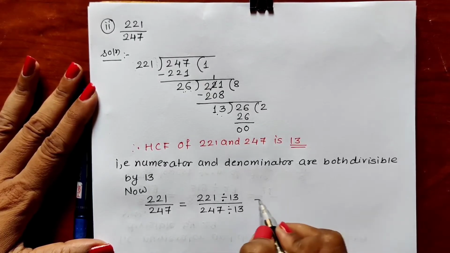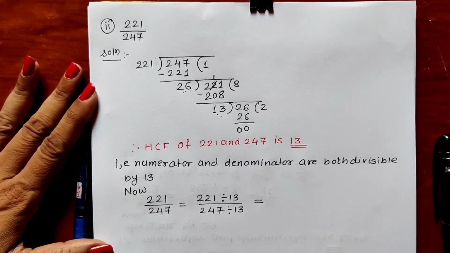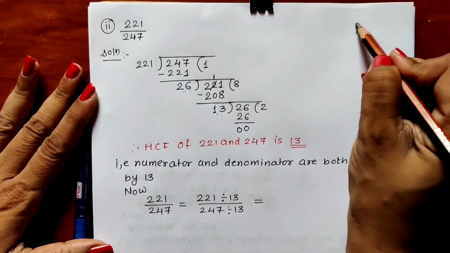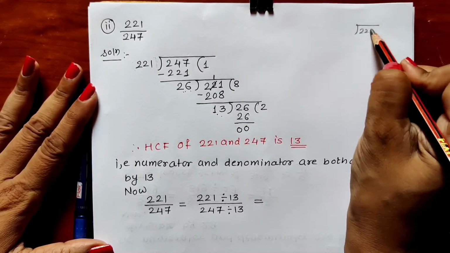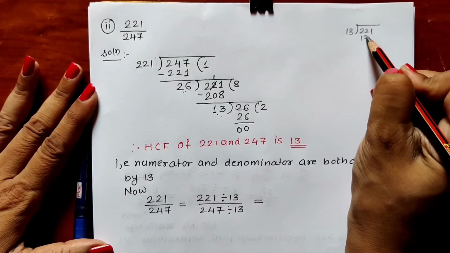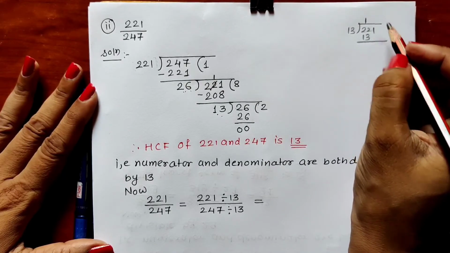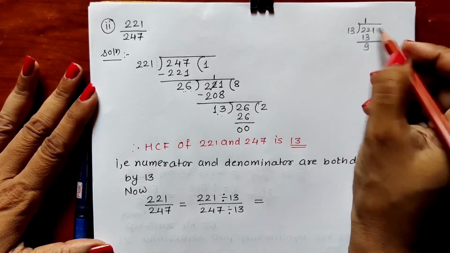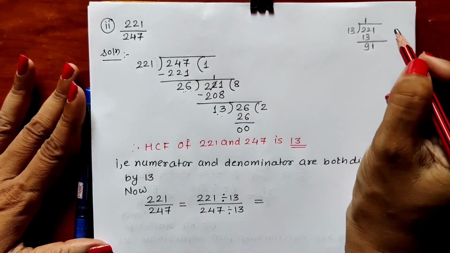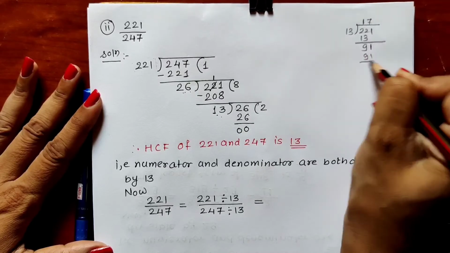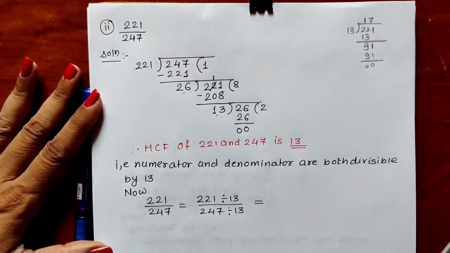Let us divide. If you want, you can do this division in rough. So I will be showing you in the rough work. 221 divided by 13. So what we get? 13 ones are 13. 22 minus 13 is 9. And this one is 91. 13 sevens are 91. So we get 17 here.